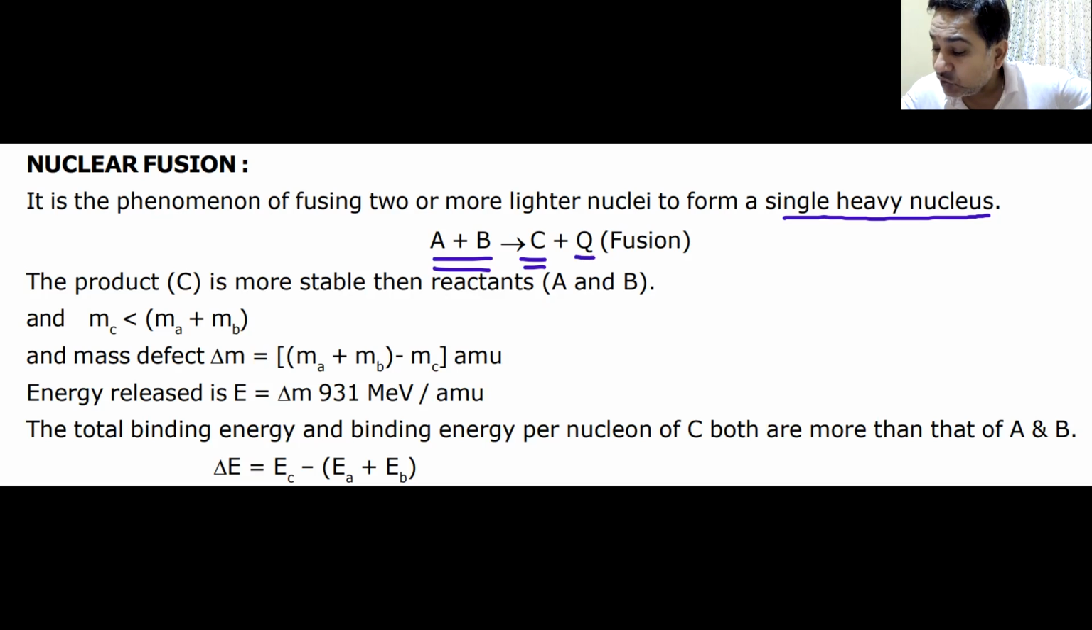Yes, sir. And then you have this Q. This Q is the energy released in the fusion. The product C is more stable than the reactants A and B. The mass of the nucleus C is less than the mass of A plus B. The mass defect will be mass of A plus mass of B minus mass of C. The energy release will be mass defect multiplied by 931 MeV. The binding energy of the bigger nucleus, because it is more stable, will be more than the combined binding energy of the two. Do we understand this? Yes or no?